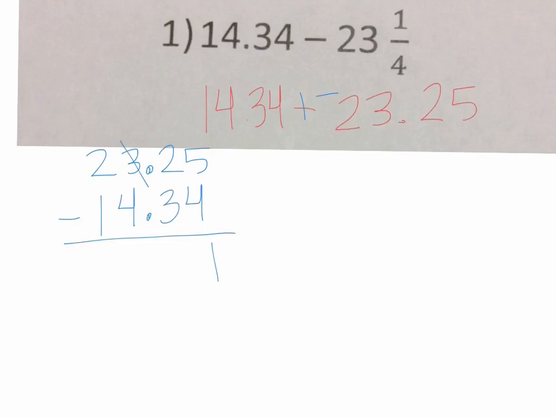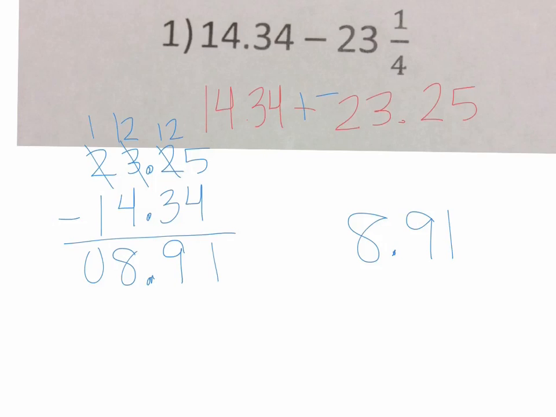2 minus 3, I can't do that, so I'm going to have to borrow. Take the 3 down to a 2, and this 2 up to a 12. So 12 minus 3 is 9. Bring down that decimal. 2 minus 4, again, I can't do that, so I am going to borrow from this 2, make it a 1, and make that 12. 12 minus 4 is 8, and 1 minus 1 is 0. So I've got 8.91.